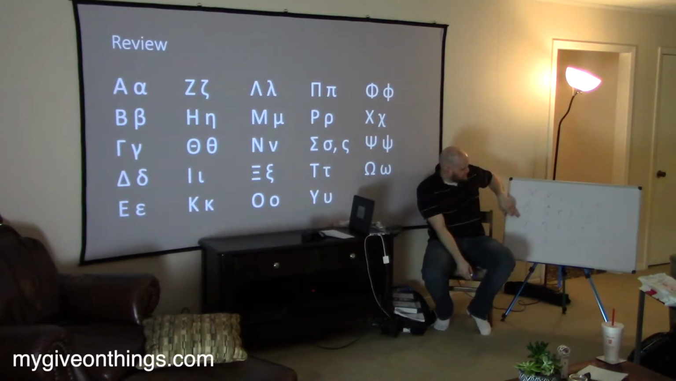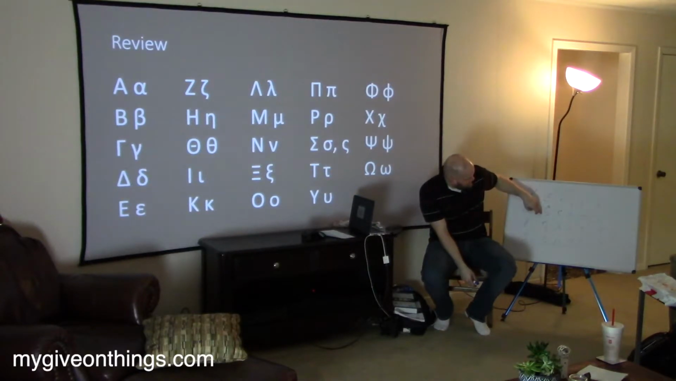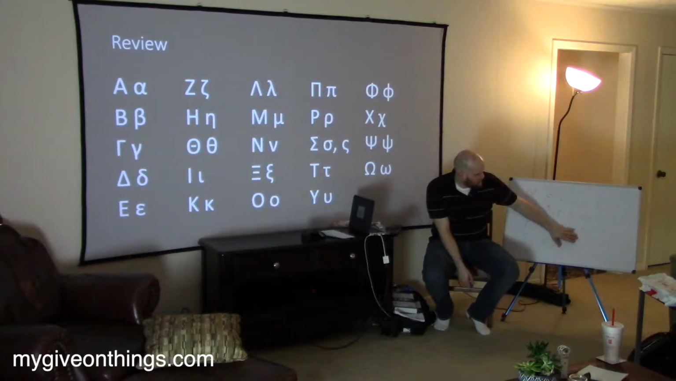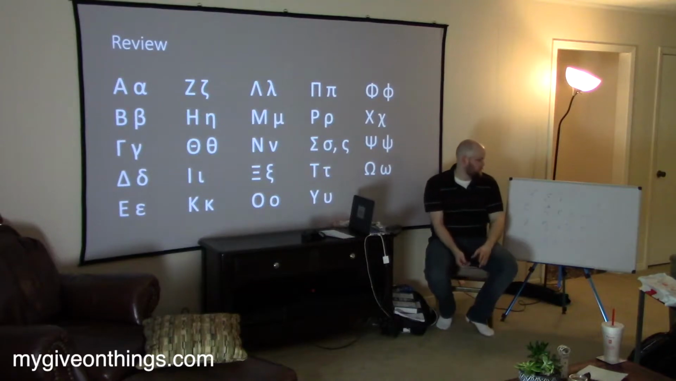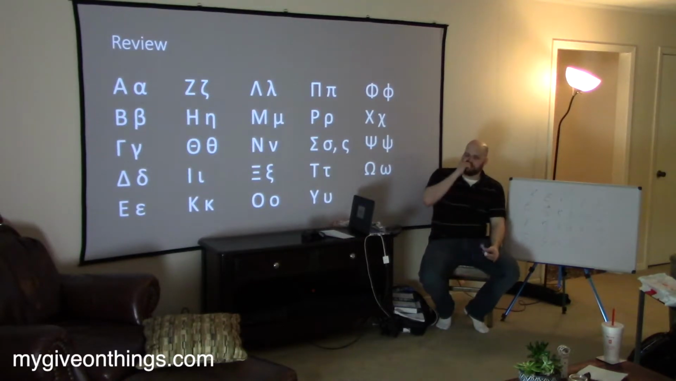Alpha, beta, gamma, delta, epsilon, zeta, eta, theta, iota, kappa, lambda, mu, nu, xi, omicron, pi, rho, sigma, tau, upsilon, phi, chi, psi, omega. So these are the building blocks.